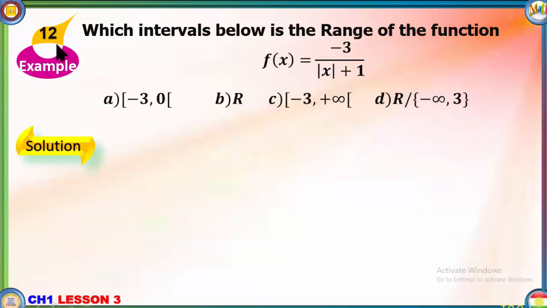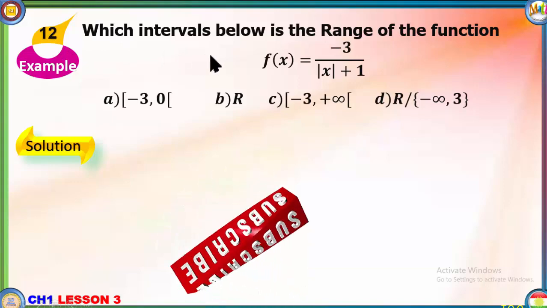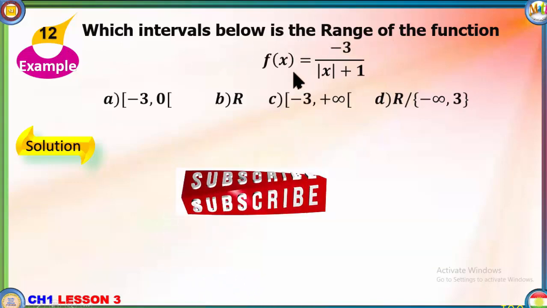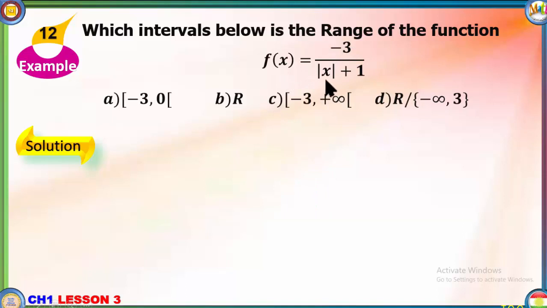Example number 12. Which interval below is the range of the function f(x) = -3 over the absolute value of x plus 1? To find the range, as we said before, first of all, find two values of y. One of them is when y is an asymptote. Because the degree of the numerator is less than the degree of the denominator, y = 0 is a horizontal asymptote.